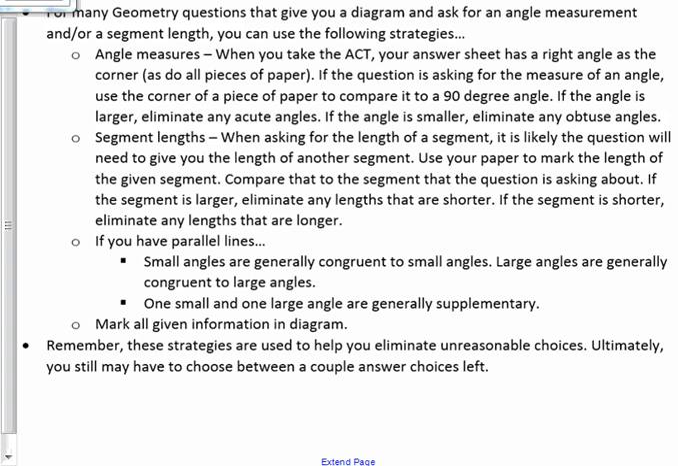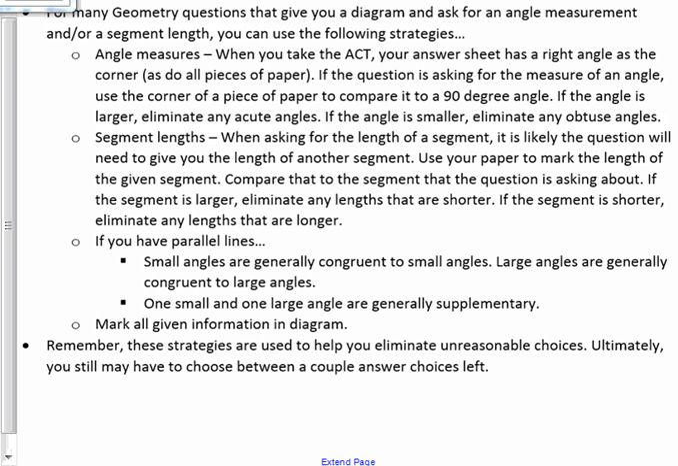Quick note about parallel lines. So in your geometry class, you talked about things like alternate interior angles are congruent if there's parallel lines. Instead of trying to remember all of those, because you will need to know them, if you're given that there's parallel lines, generally small angles are going to be congruent to small angles, large angles are congruent to large angles, and if you're talking about a small and a large angle, we can go ahead and assume those are going to be supplementary.